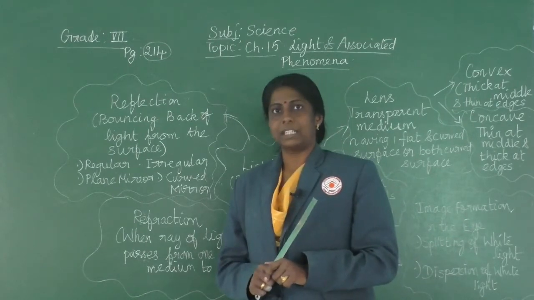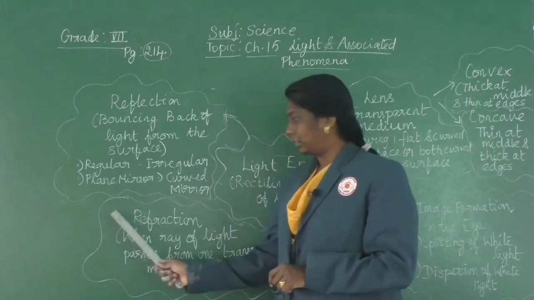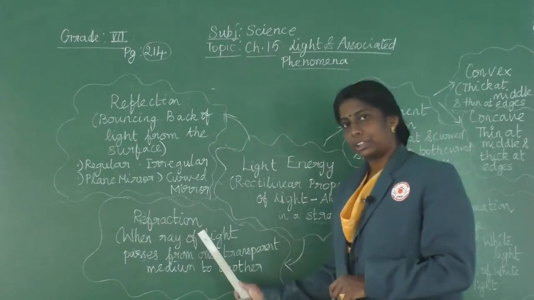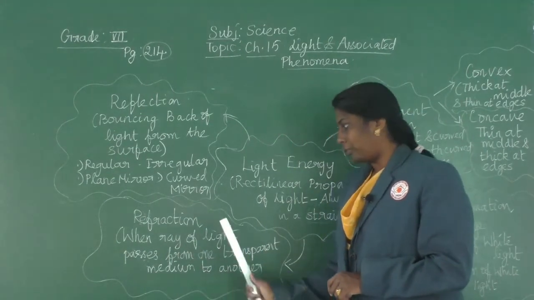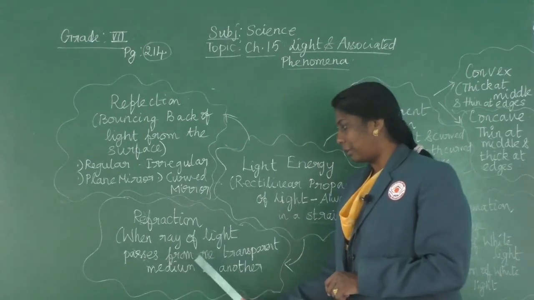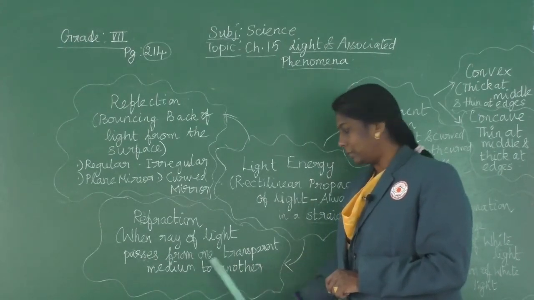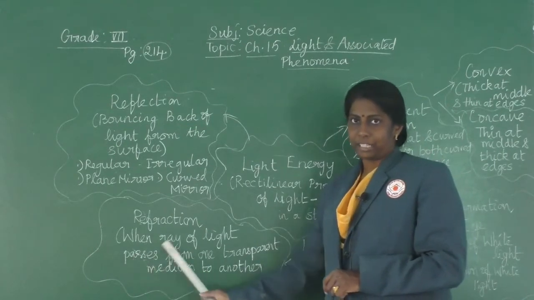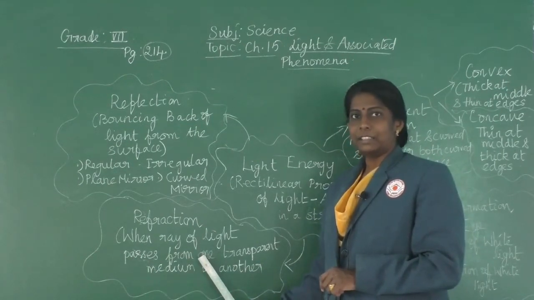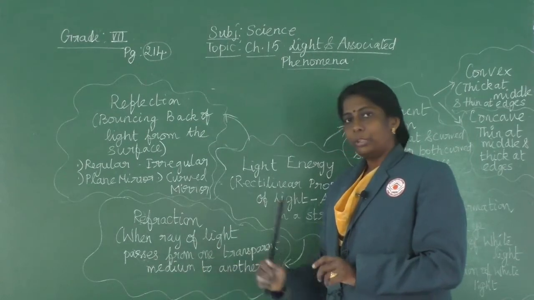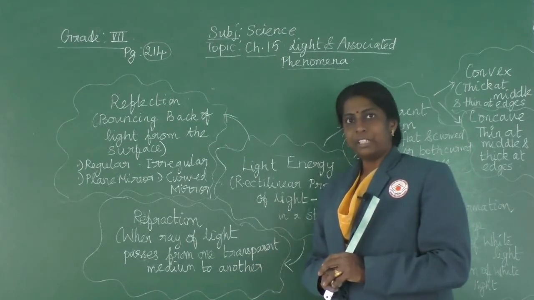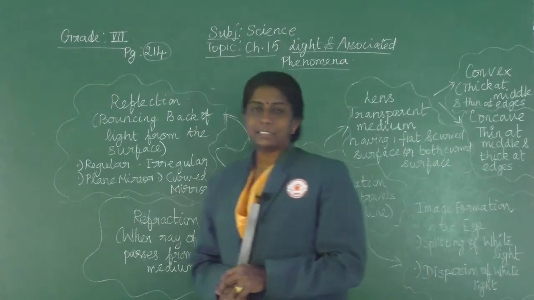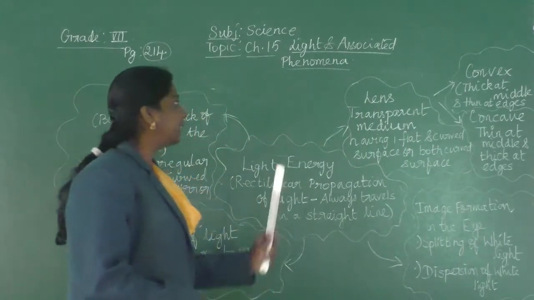Next concept is about refraction. What do you mean by refraction? When a ray of light passes from one transparent medium to another, it is said to be refraction. Clear? Here both the media will be of different densities. Next concept is about lens.